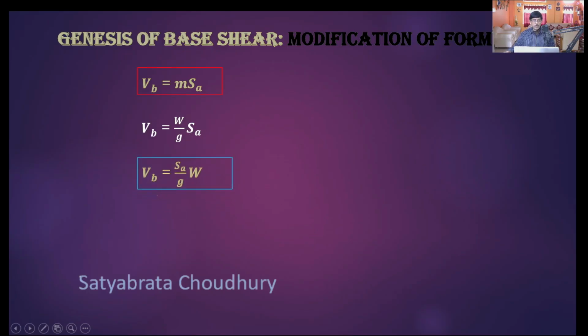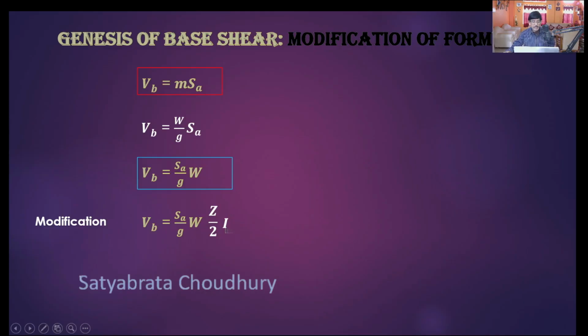This we rearrange as Vb equal to Sa by g into W, because Sa is spectral acceleration value, g is acceleration value. So if I take this ratio, it becomes non-dimensional. So Vb equal to Sa by g into W. This is the basic formula which we shall modify. So modifications are like this. We multiply it by the zone factor to get the level of the seismicity at the particular location of the structure, and divide it by 2 as per the previous code to take it to the design basis level.